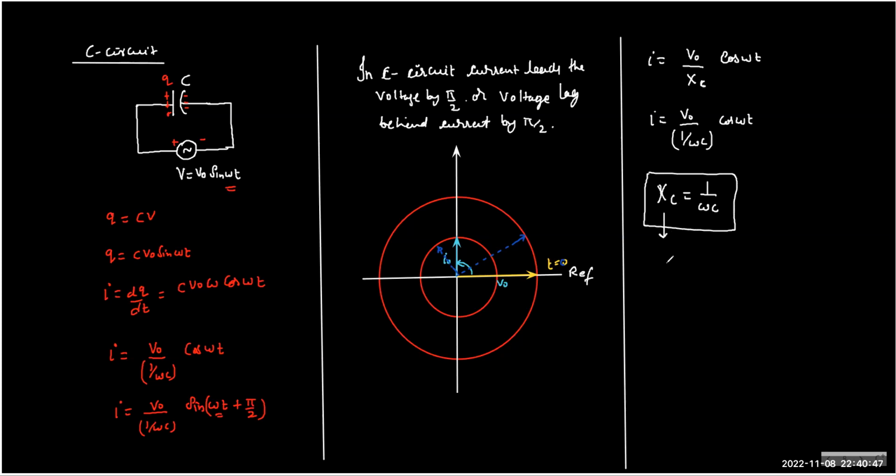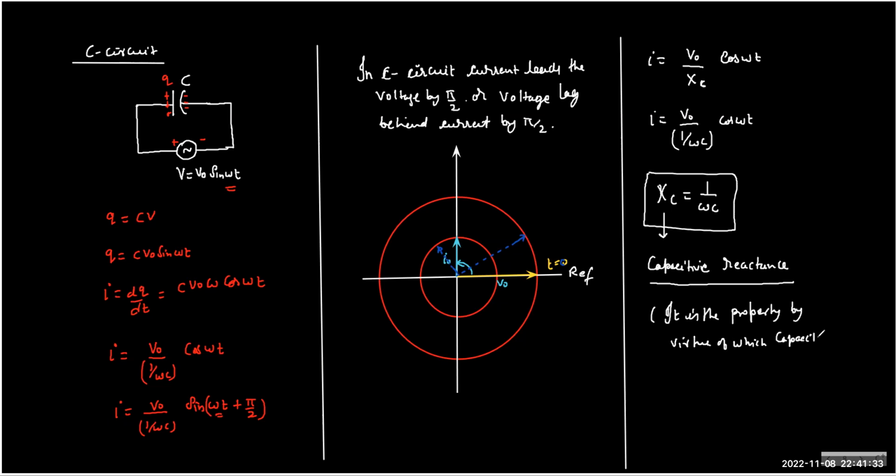And XC is not called resistance, because resistance means something which dissipates energy. XC will oppose the flow of AC, but will not dissipate any energy. And therefore, it is called capacitive reactance. So you can define this as the property by virtue of which a capacitor opposes the flow of AC.